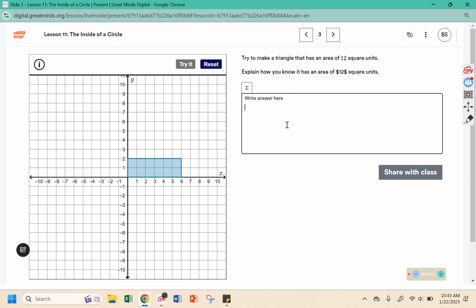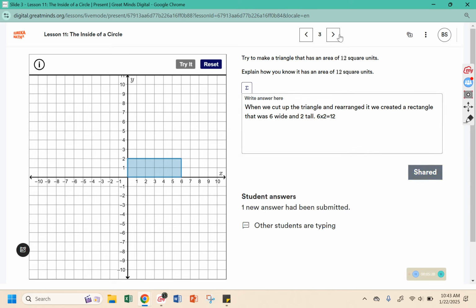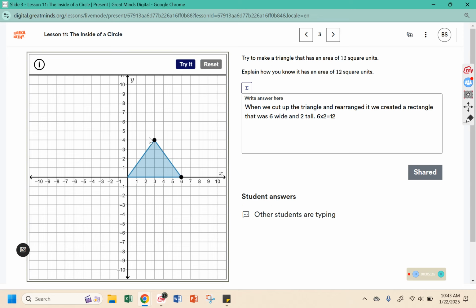So it says, explain how you know that it has an area of 12 square units. When we cut up the triangle and rearranged it, we created a rectangle that was 6 wide and 2 tall. And 6 times 2 equals 12. So that was a 6 wide and 4 tall triangle.